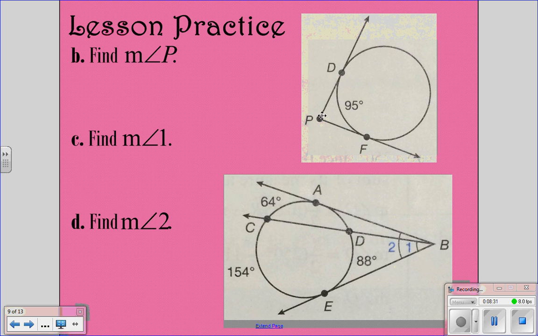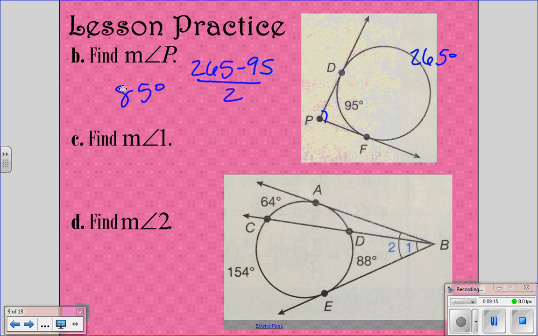So we want to find the measure of angle P here. So that's this one right here. So they tell us that this arc is 95. So we want to find the rest of the circle. So we would say 360 minus 95. And so that's going to give you 265. And so then we're going to do 265 minus 95 and then divide by 2. And so if you do that, you should get 85 degrees.